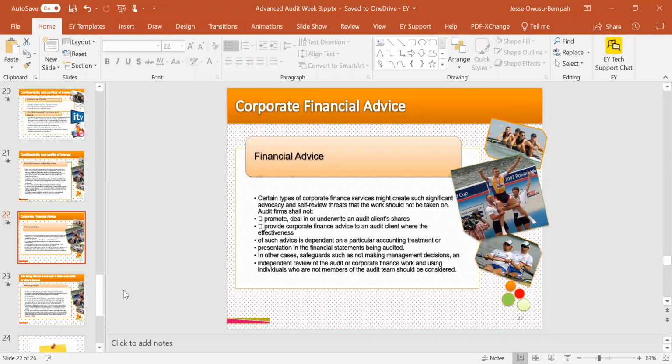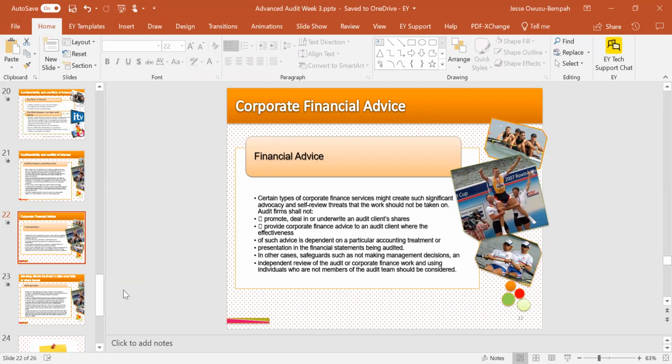So what do we mean by corporate financial advice? The audit firm should not engage in things like promoting or underwriting an audit client's shares. The audit firm should not be involved in raising capital, for instance raising equity capital for the clients, or even promoting or dealing in such things. These are financial services that will hamper the independence or the objectivity of the auditor. Very, very important.